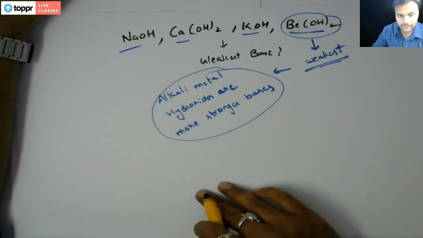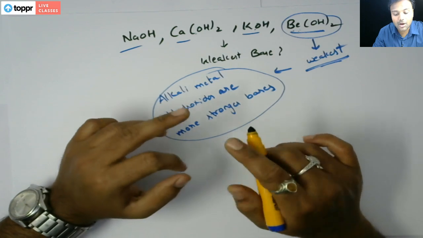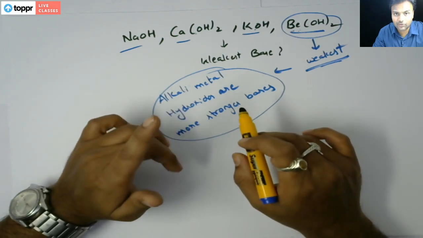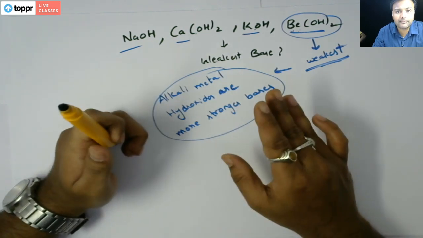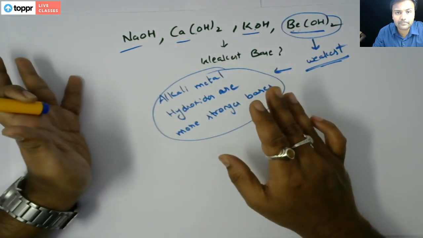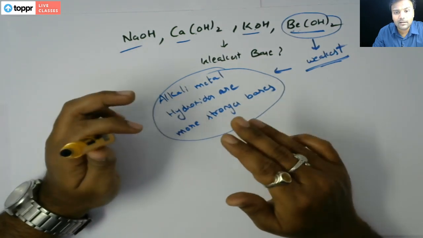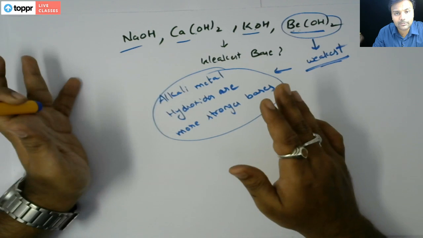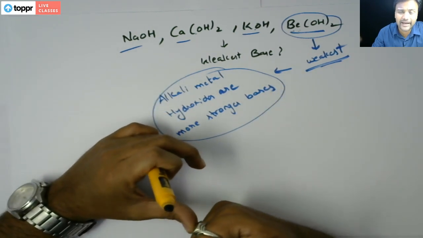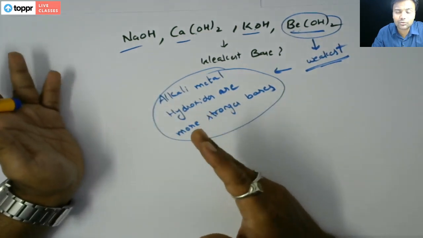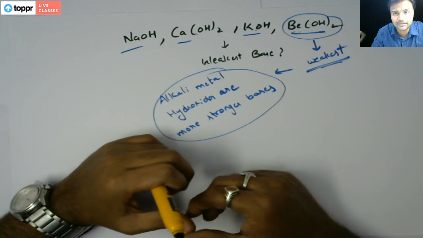So far we have seen all about the oxides and hydroxides of group 1 and group 2 metals. In group 1, we have seen sodium oxide, potassium oxide, sodium peroxide, potassium dioxide. In group 2, we have seen calcium oxide and magnesium oxide. In the hydroxide part, we have seen sodium hydroxide, potassium hydroxide, calcium hydroxide, and magnesium hydroxide.